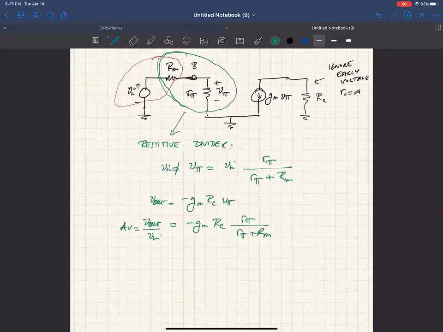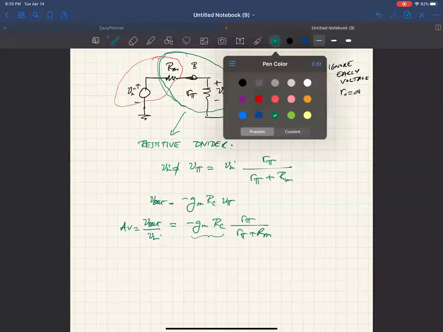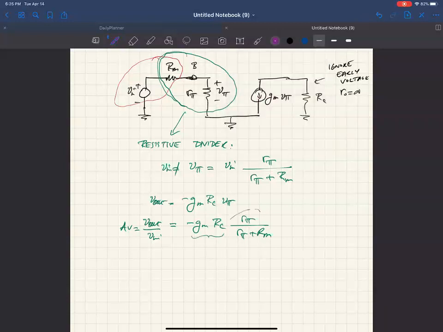Okay, did I get everything there? Yep. So now basically we took our old gain and multiplied it by this number. And this number, because it's R sub pi over R sub pi plus R sub m, is a number less than 1. So basically we lost gain again, so the gain drops.